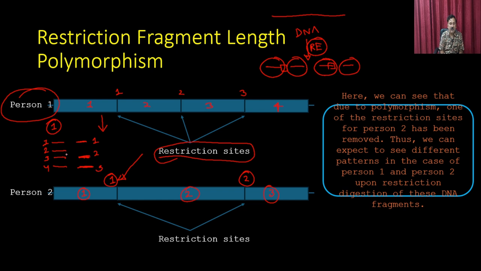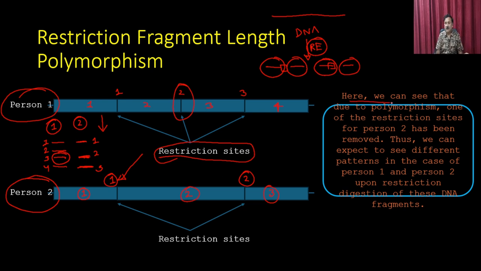This means the fragment number 3 is actually missing in individual number 2, right, because there could be some mutations in the DNA or some variation in the DNA sequence, and because of that person 2 actually lost this particular restriction site. Okay? So it lost this restriction site, and that is why the differences are coming.